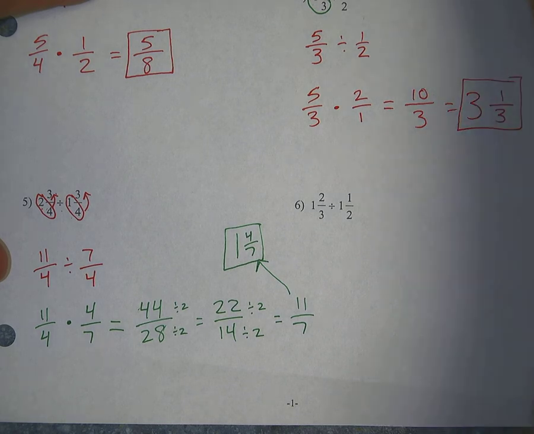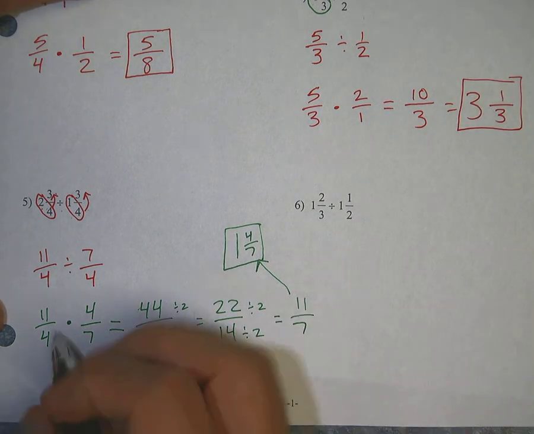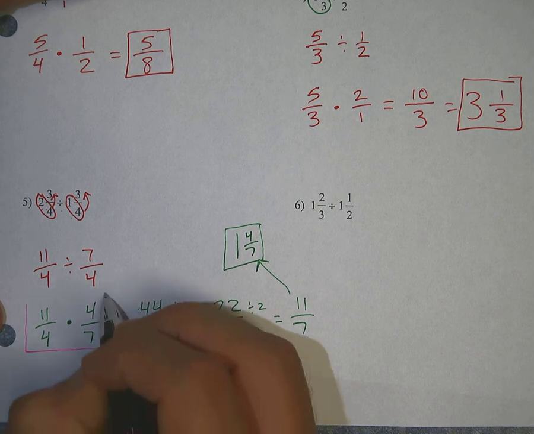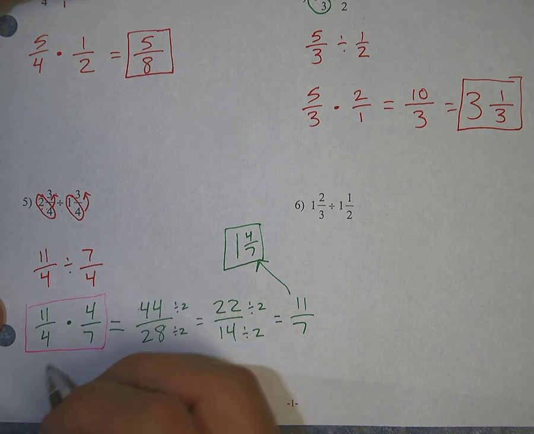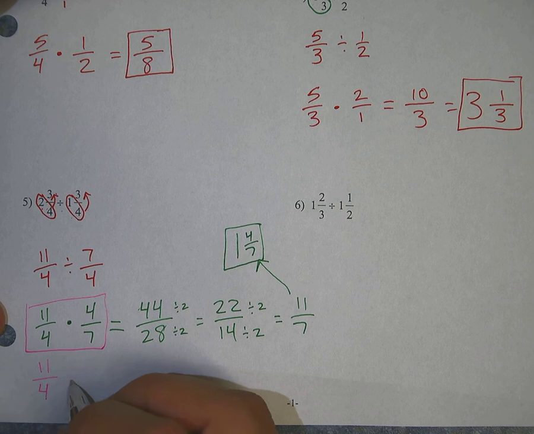Now, before we move on, I want to go back to right here. So if we have 11/4 times 4 over 7, let's rewrite that and try it a different way.